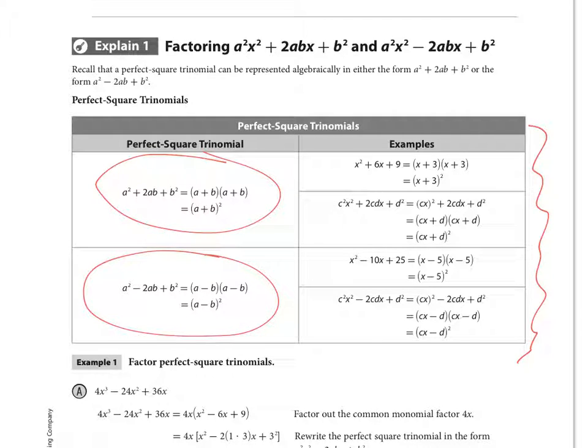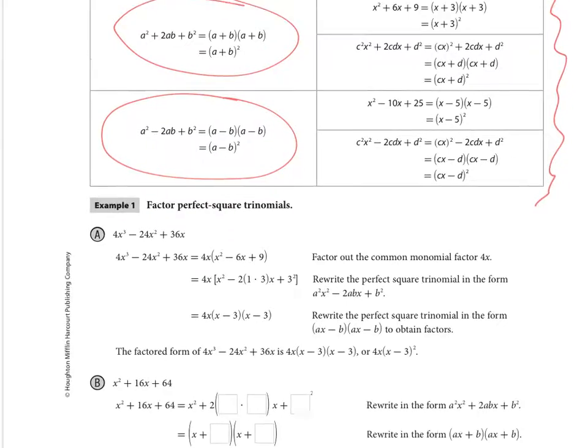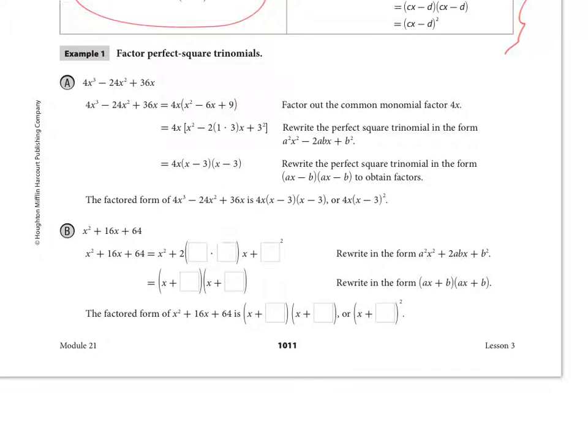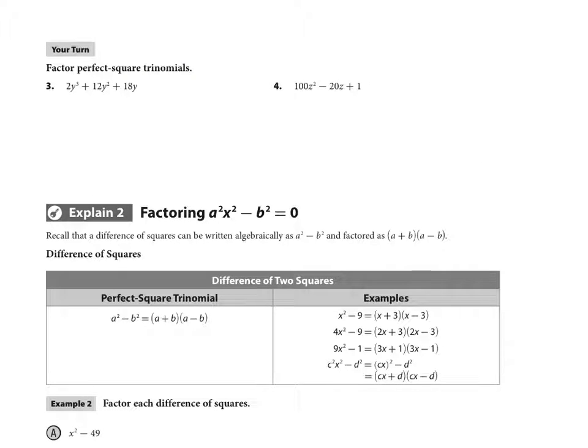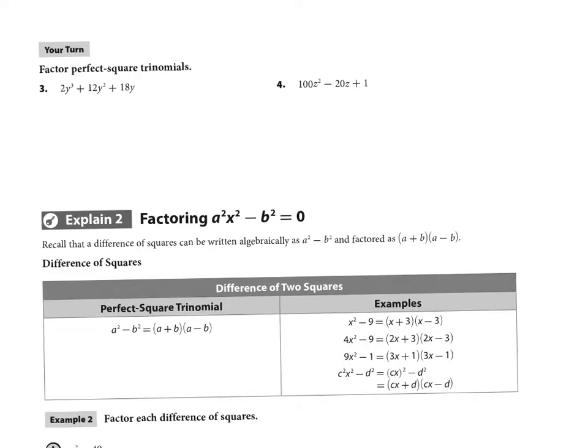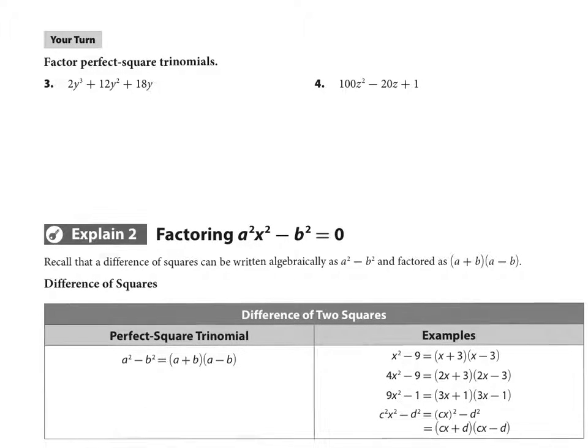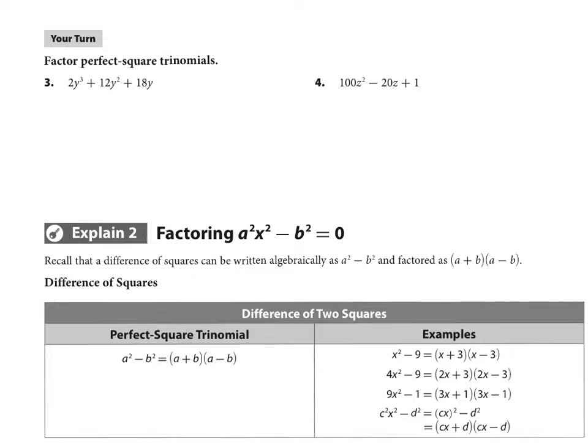They give you an example down at the bottom, worked out without the algebra tiles, just using the format. Another one here you can fill in the blank. And I'm going to do the your turn problems right here. So the first thing we have to do is recognize if it is a perfect square trinomial. How do we do that?